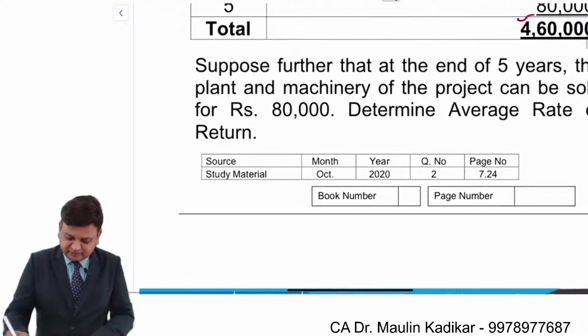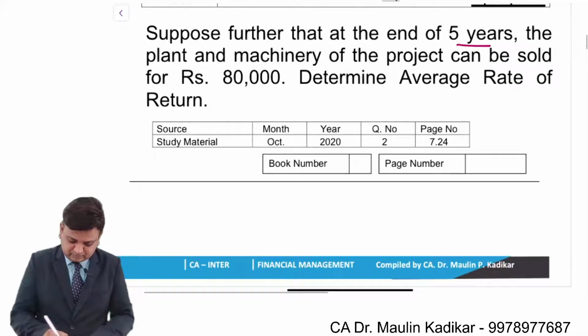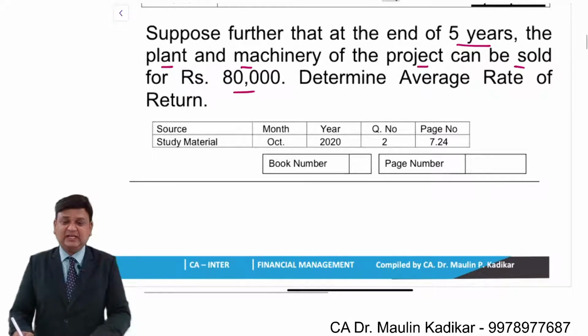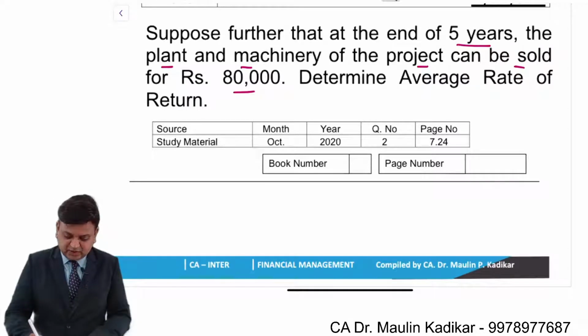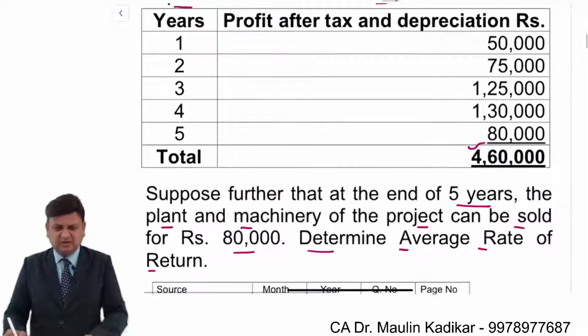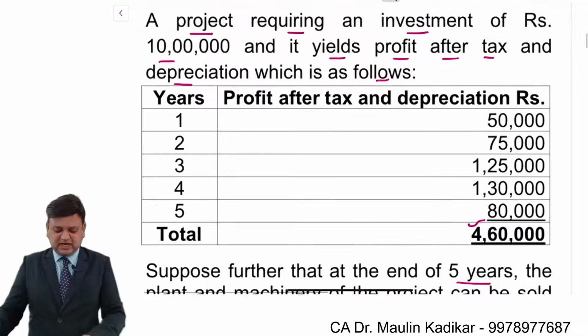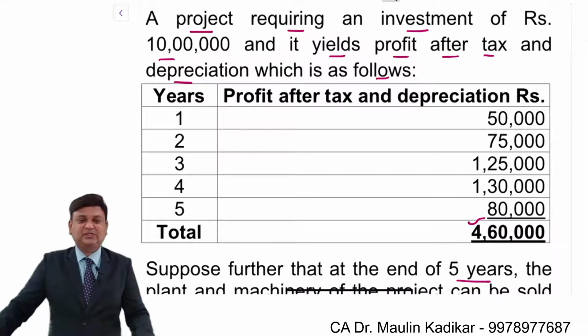Suppose further at the end of the fifth year, the plant and machinery of the project can be sold for rupees 80,000. So the scrap value of the machinery is provided to us at the end of the fifth year. It is an amount of 80,000. You are required to determine ARR, that is average rate of return, or it is also called accounting rate of return. That is what we are required to calculate. Everybody go through the question please, then we will discuss how to make the calculation of the answer.